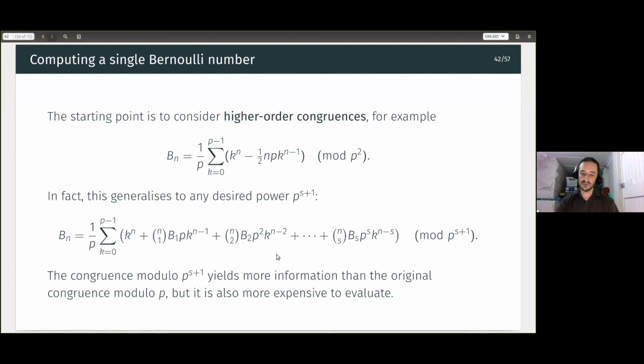Now, this formula gives you more information than the original congruence modulo p. So you might think, well, I can use that to compute the Bernoulli number more efficiently. The problem is it's also more expensive to evaluate this formula because it has more terms. And so what you might try doing is choosing the precision, the power of p, differently for each prime, and combining the information from different primes, so maybe I can optimize things and do better. Well, you can't. It doesn't work. You still get n squared. Very frustrating situation. So how do we do better?